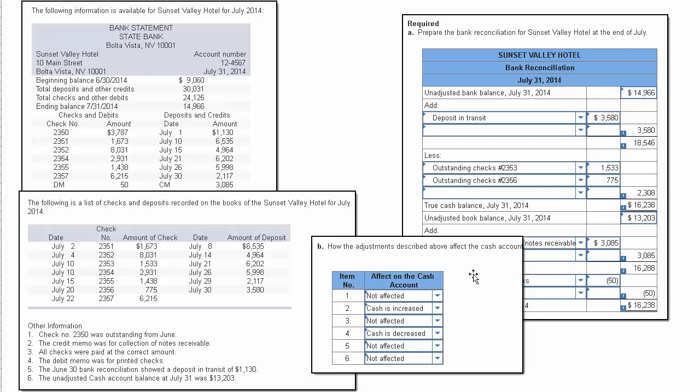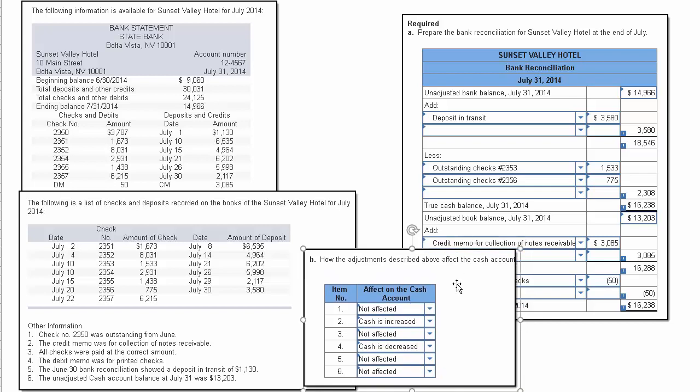Okay, now I've placed part B of this problem on the screen you see here, which just asks us to tell us how these various other items impacted the cash account. And hopefully you'll know that check number 2350, which was outstanding, has no effect because at this point we both know about it. That's also the case with last month's deposit in transit, and the same thing for number 6, right? They're just telling us what the unadjusted cash balance is. So those 3 are not affected. What about number 3? All checks were paid at the correct amount. We didn't have to do anything there, so that's also not affected.